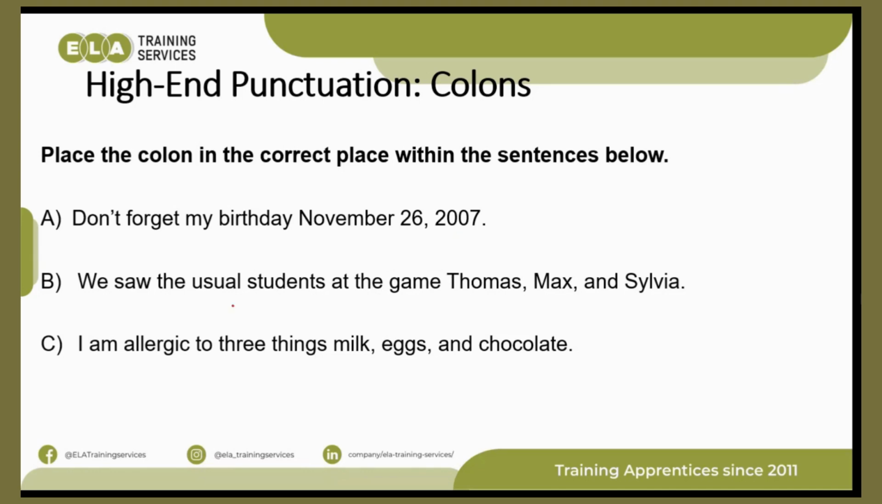Okay, so what do we think the first one is? Don't forget my birthday: November 26, 2007. What word does it come after? It comes after the word birthday. Superb. Okay, well done. Then: we saw the usual students at the game: Thomas, Max and Sylvia, and it comes after the word game. Fantastic. Brilliant. And then our last one: I'm allergic to three things: milk, eggs and chocolate, and it comes after the word things. Fantastic. Well done.